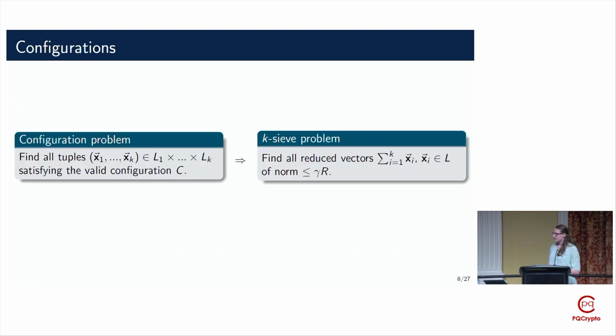So we see that if we are able to solve the configuration problem, so to find all the tuples that satisfy a certain valid configuration, then we just have to sum them together to get short vectors. So we can achieve the sieve step by going through the configuration problem.